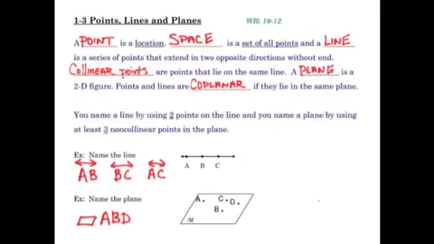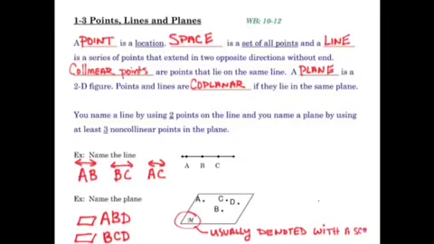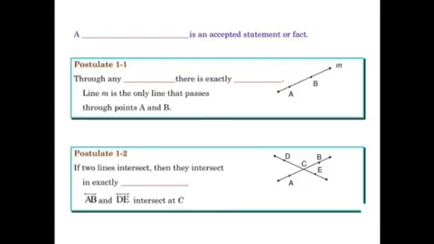If I look at the plane, I need 3 points for this to be a plane. So A, B, and D. I have A, B, and D. That is the same plane as B, C, D. We're going to assume those are coplanar. And often what we'll do is use a script letter, a capital script letter, to denote that that's a plane. So that would be plane M. That's often how we'll see it, as opposed to just 3 points.